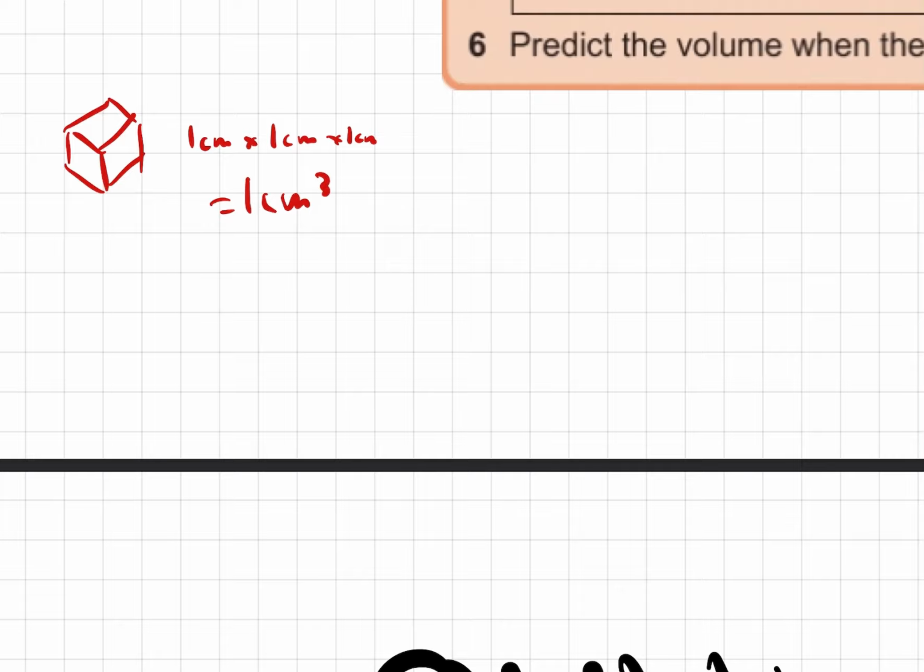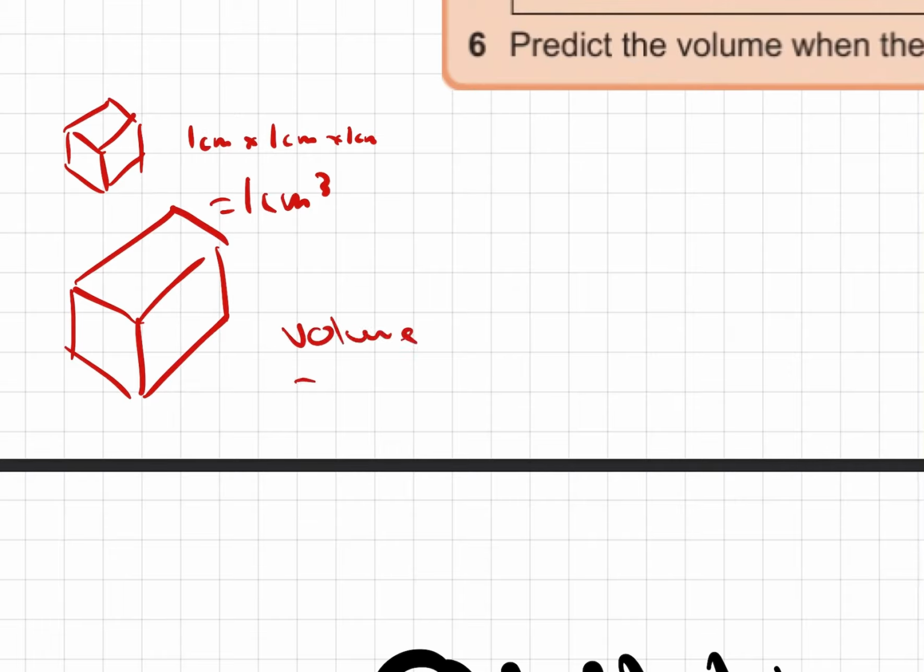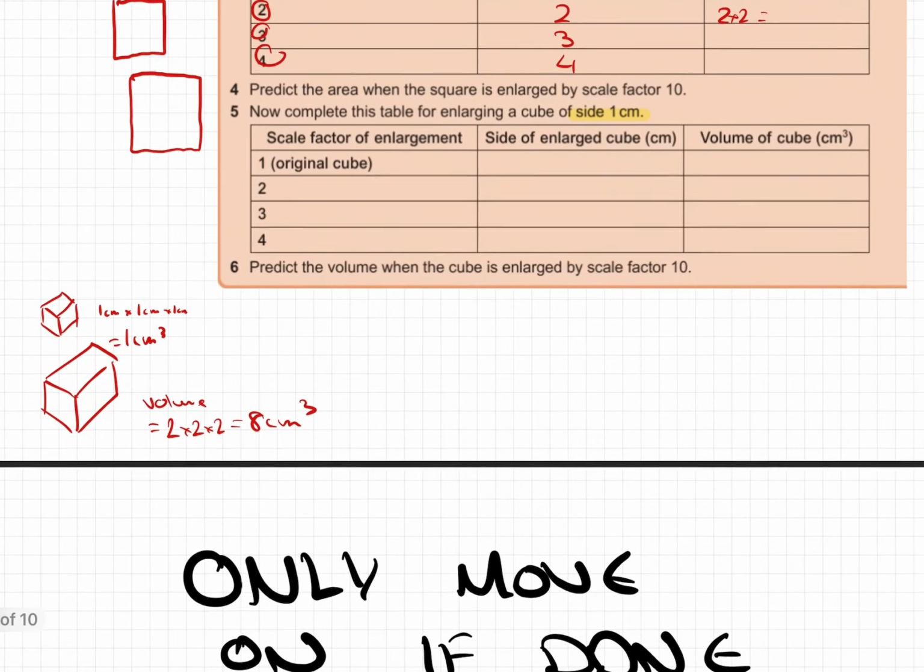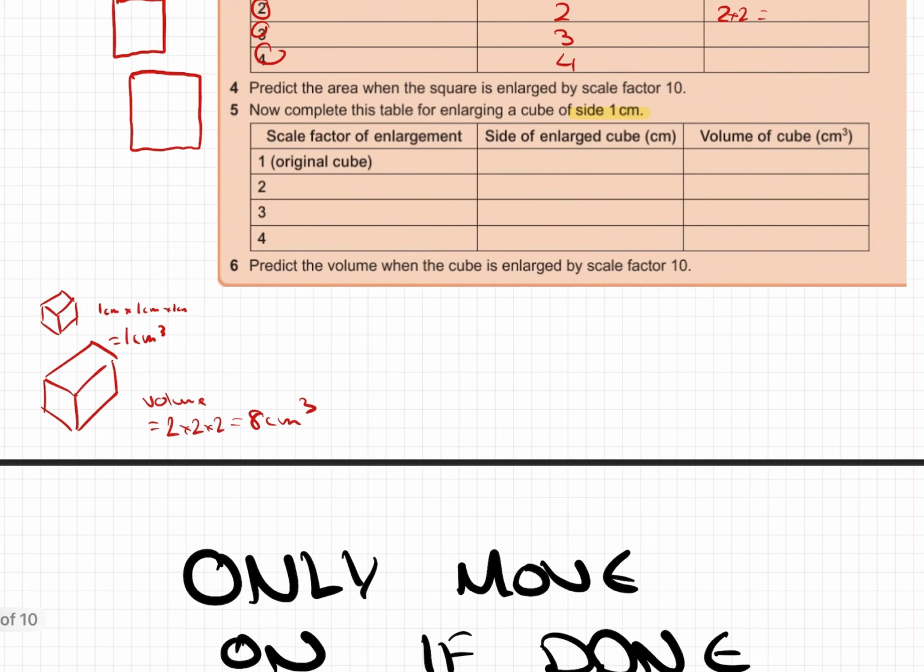And you're going to do the same for a 2 by 2. So the volume here is 2 times 2 times 2, which is 8 centimetres cubed. Do the same, investigate, tell me what is happening. That's what we want to know. Have a think of it.